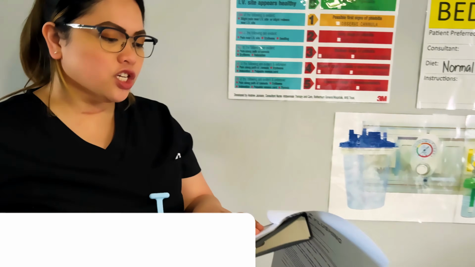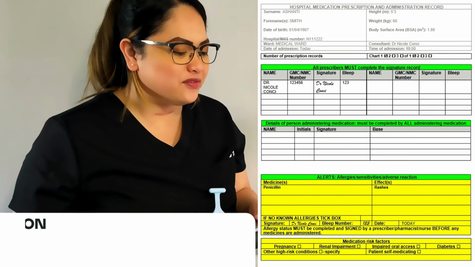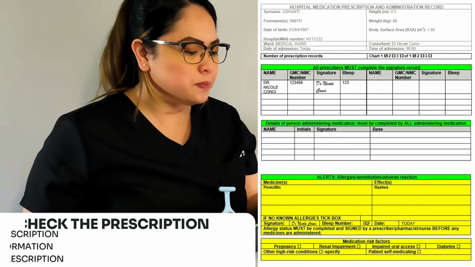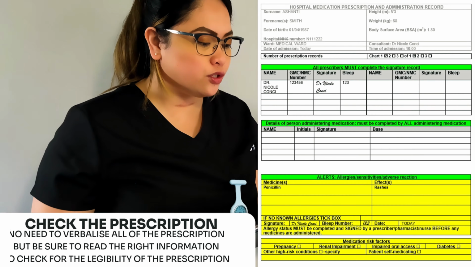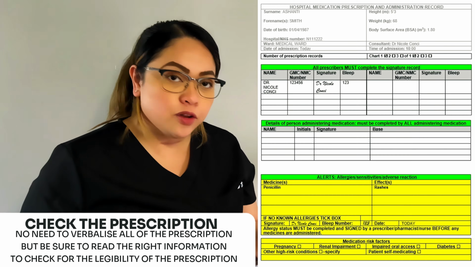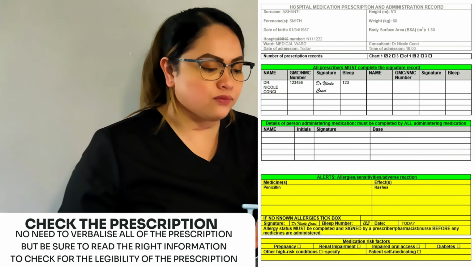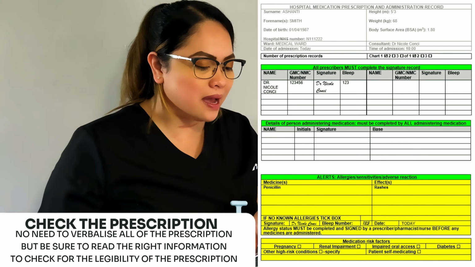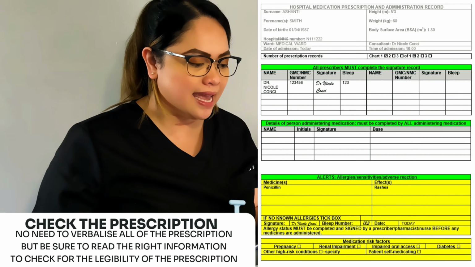This prescription is for Ashanti Smith. Date of birth is 1st of the 4th, 1987. Hospital number is N111222. She's in a medical ward. Date of admission is today. Time of admission is 10 in the morning. The height is 5'3". The weight is 68 kilograms. The body surface area is 1.80.